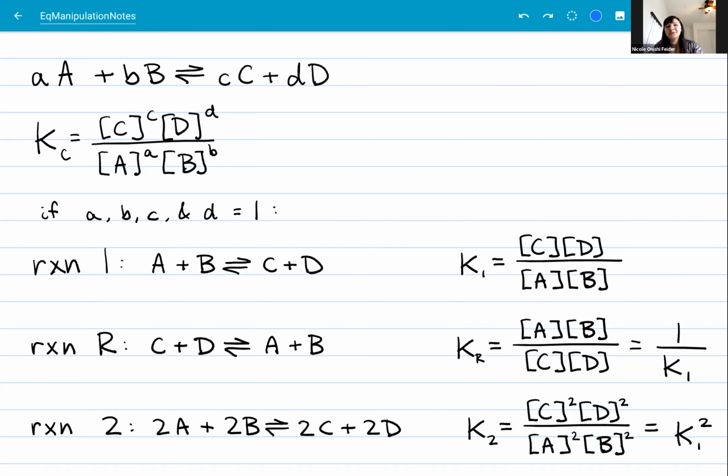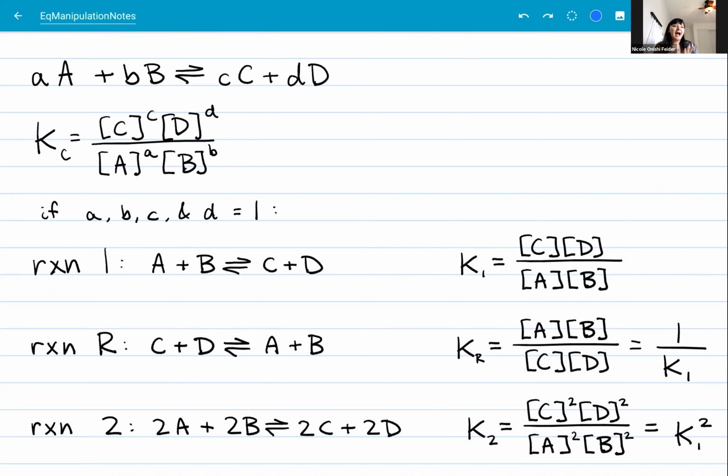So you can try this with other multiples or even fractions, but you'll see the same general result, that when you multiply a reaction by n, the new equilibrium constant is K to the nth power. These manipulations are pretty straightforward and easy to recognize, but what about when things get a little more complicated, right?